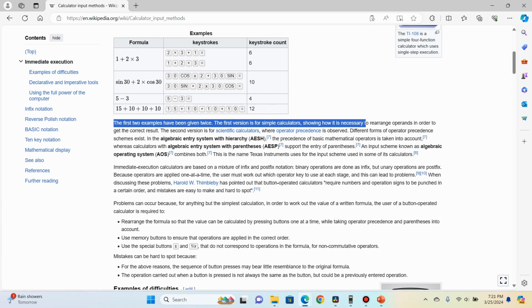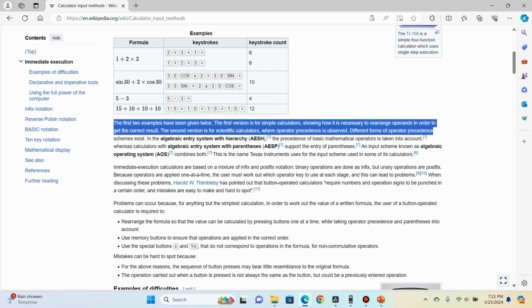The first two examples have been given twice. The first version is for simple calculators, showing how it's necessary to rearrange operands in order to get the correct result. The second version is for scientific calculators, where operator precedence is observed. So the order of operations is already handled in a scientific calculator. And you'll also find your cell phone calculators work that way too. I kind of like that method better. That's why, with these cheap calculators, you have to be careful.